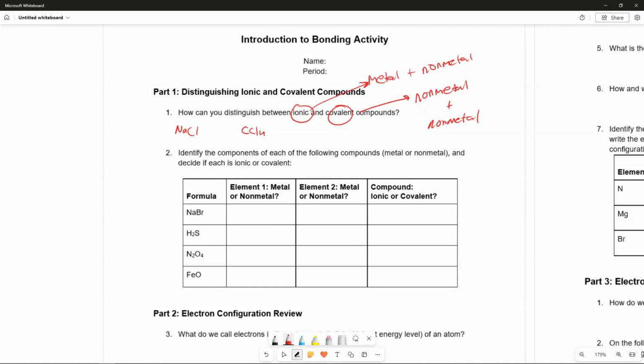Alright, number 2. Identify the components of each of the following compounds, metal or nonmetal, and decide if each is ionic or covalent. Alright, let's take a look. When it says element 1 and element 2, it's referring to these. Element 1 refers to this, and element 2 refers to this. For this first example, element 1 is a metal. Element 2, bromine, is a nonmetal.